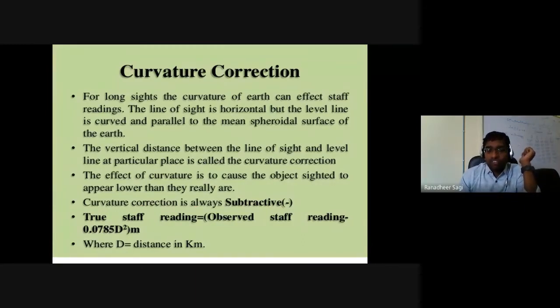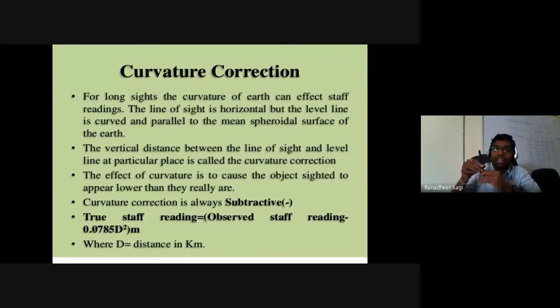And the effect of curvature is to cause the object sighted, the leveling staff at some particular point, okay, when you are trying to sight that leveling staff, to appear lower than its real position. Really the leveling staff should be looking somewhere here, but due to the effect of curvature it appears to be relatively lower than its exact position. When it appears relatively lower than its exact position, then the reading we get on the leveling staff is going to be higher than the correct reading I am supposed to be getting on the leveling staff.